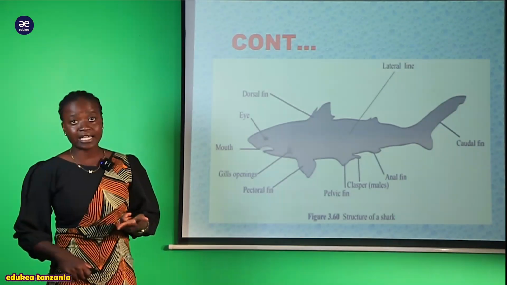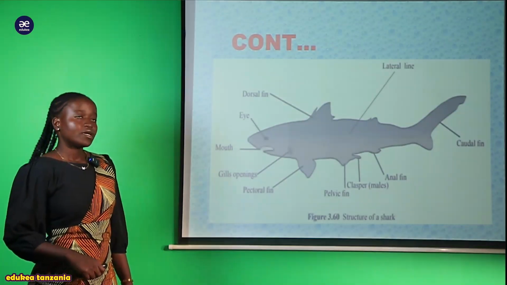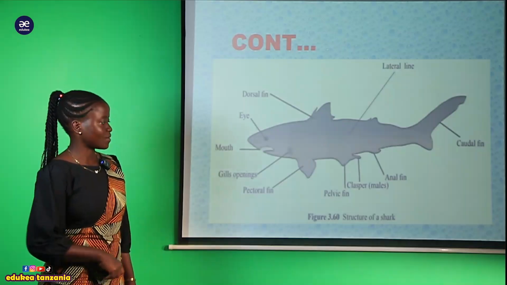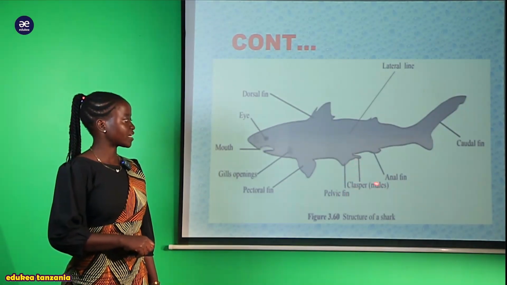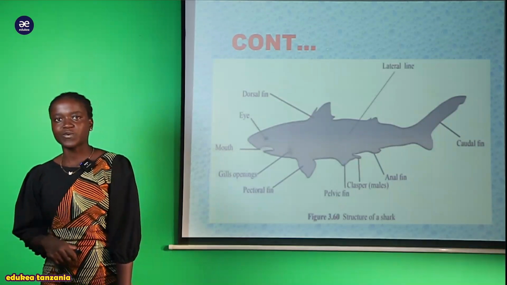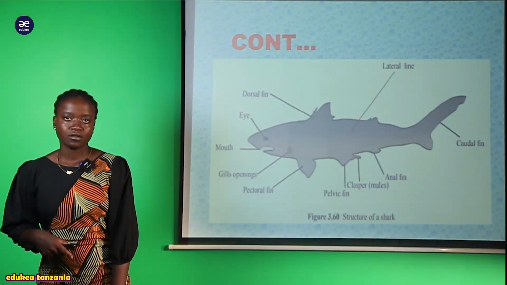Kwa sasa they lack operculum, but they have the gills that is open. And also they have a pectoral fin. Now you can see this one is the pectoral fin. Also they have a pelvic fin. They have claspers in the male. Hii kama ni male anakuwa na claspers. Zile claspers ndizo ambazo zinatumika kama copulatory organ.